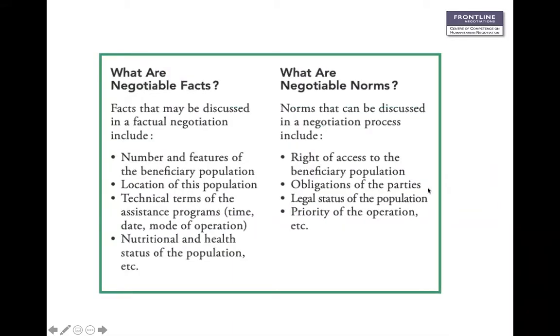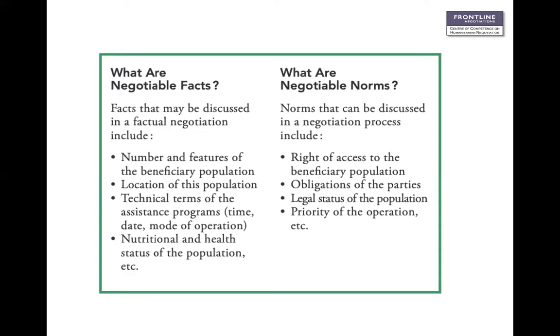So some examples, maybe to help clarify a little bit as we work towards the negotiation. What are negotiable facts? These are things that could be discussed in a factual negotiation. Back to that 30,000 IDPs, maybe the negotiation is about that total number. It's not 30,000, it's only 3,000. And then what impact that'll have on the operation. The location or technical terms, this is where we would talk about data and statistics.